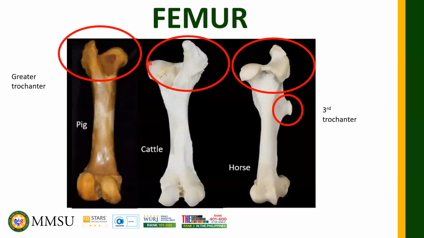However, if we look at the cattle and horse, the greater trochanter is usually higher than the head of the femur. Okay, this is the head, then this is the greater trochanter. So that's the difference between the cattle and the pig. The pig is different compared to cattle and horse. However, the difference between the cattle and the horse is the presence of the third trochanter, which is absent on the femur of the cattle.